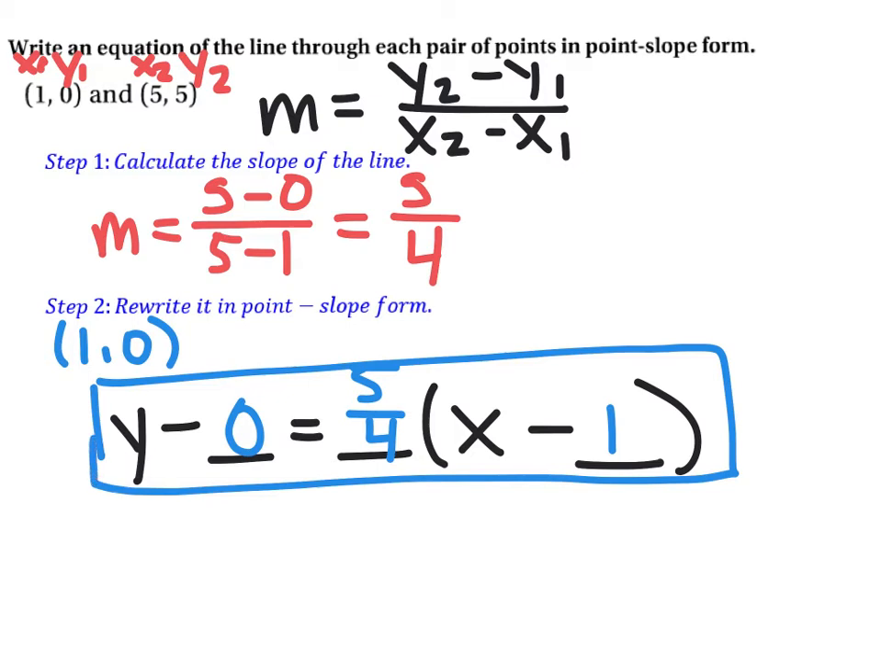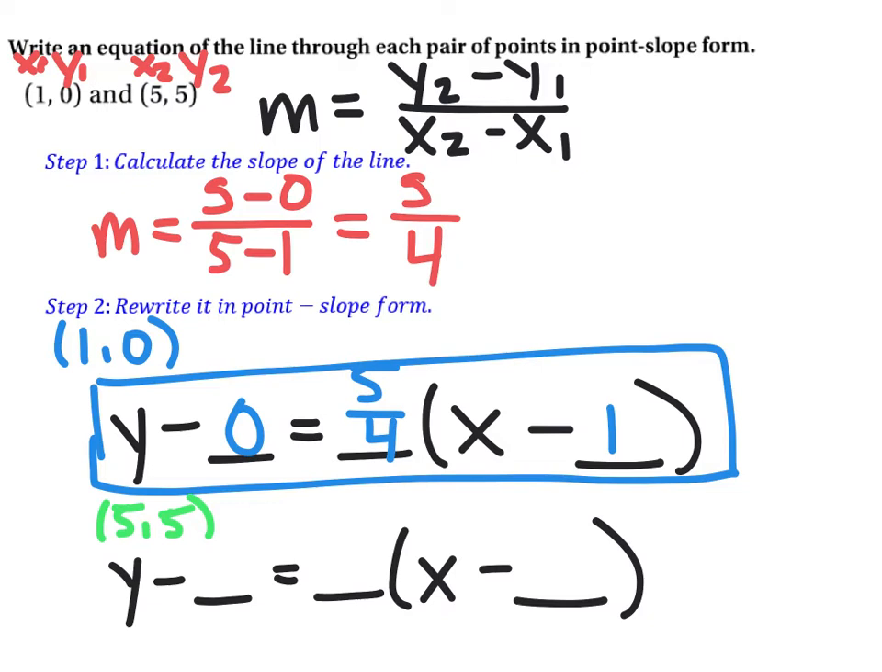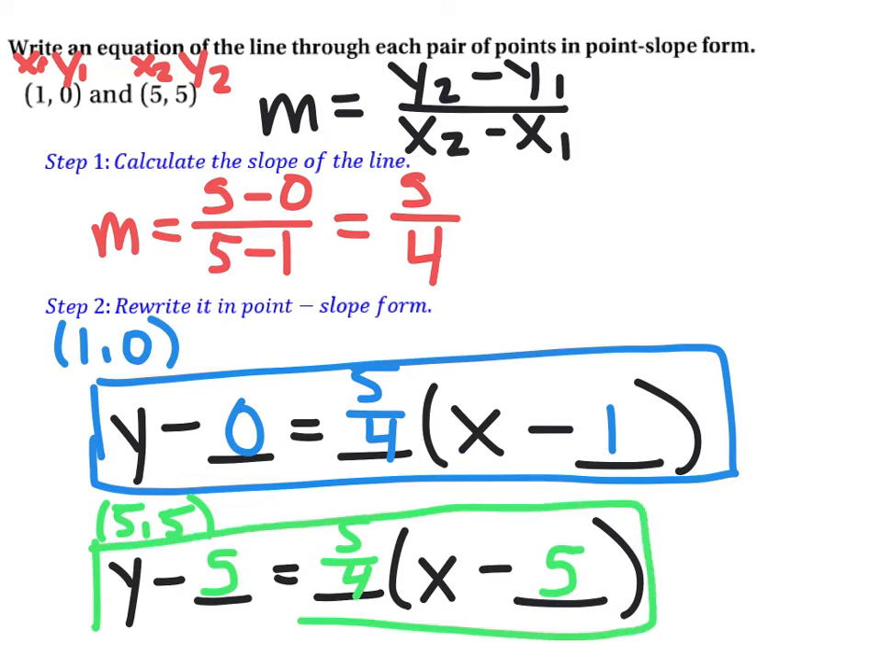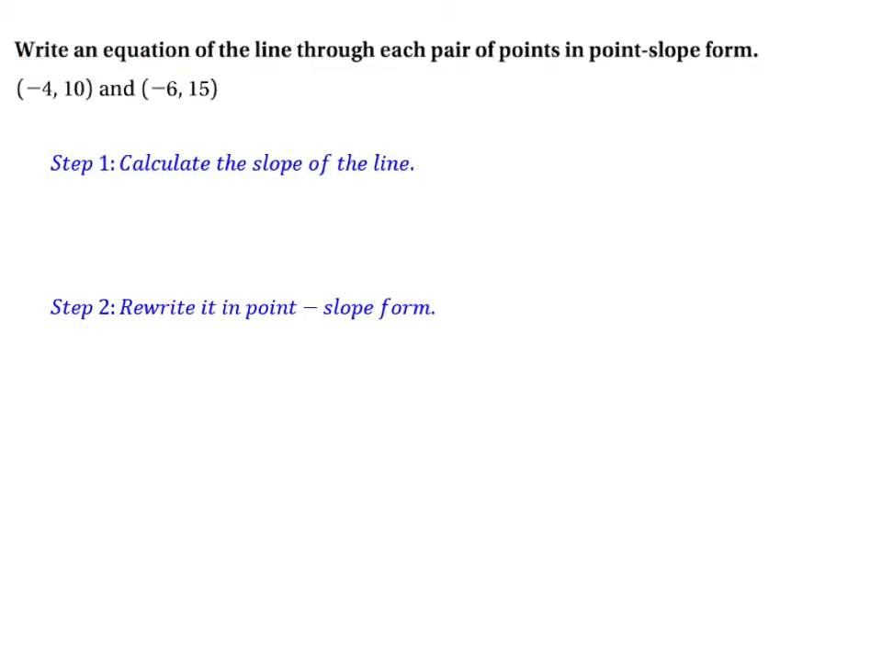If I had instead chosen to use the point 5, 5, my answer would be different. So I would substitute into that general formula again. So this time I would have, I'm going to plug in, my slope is 5/4, my y is 5, and my x is 5. So my final answer for this one is given here. And again, either of these answers is correct. Pause this video and take a minute to try the next one on your own.